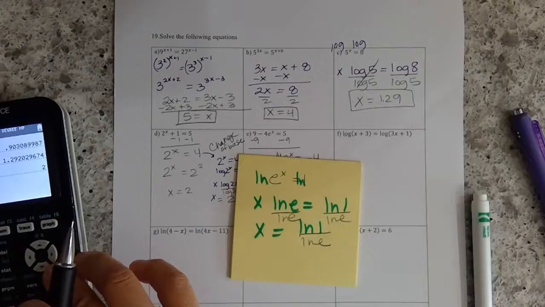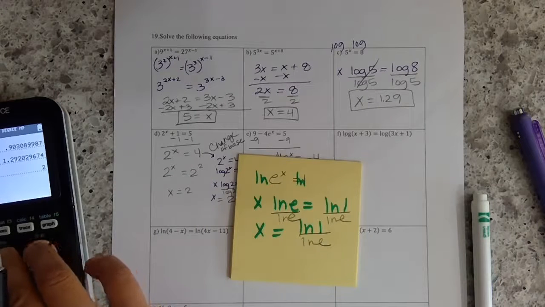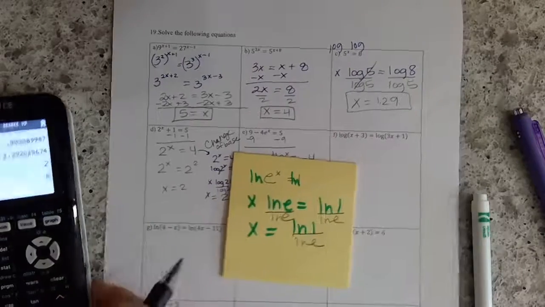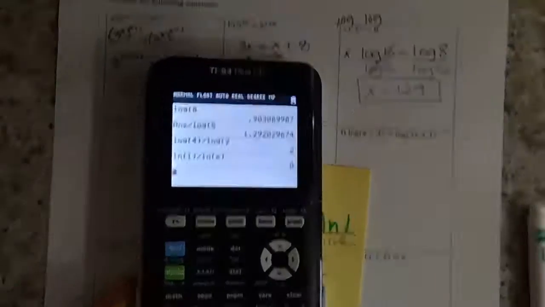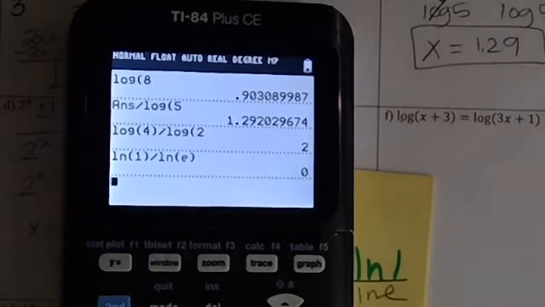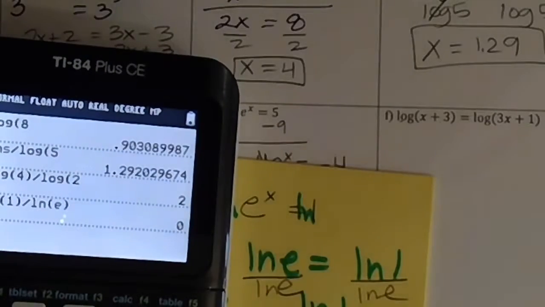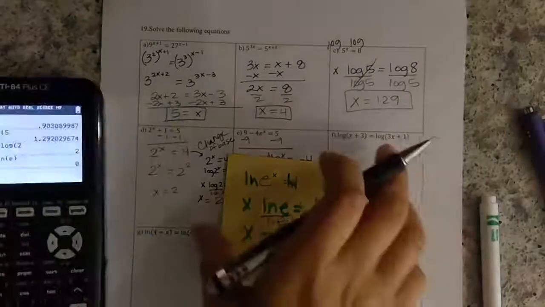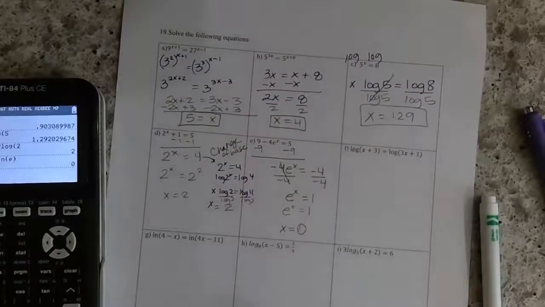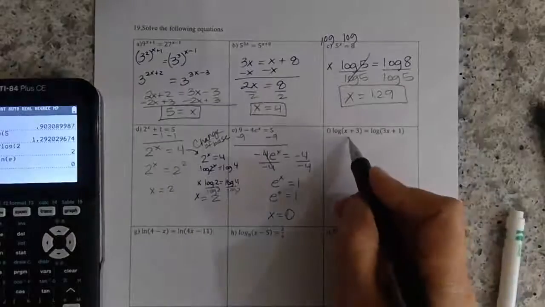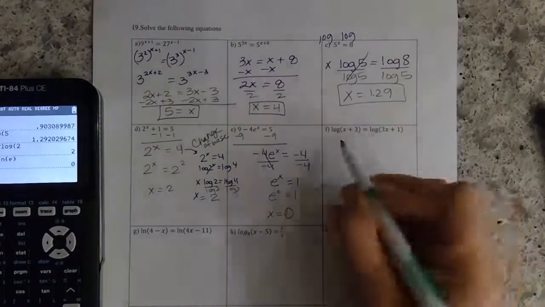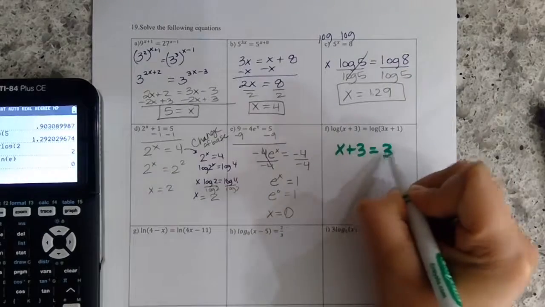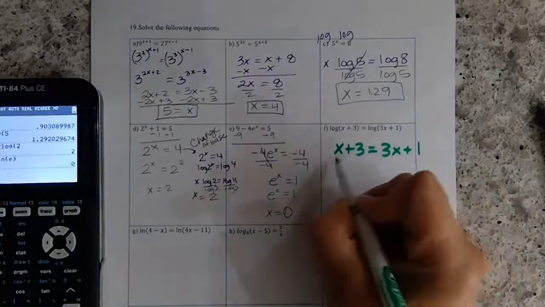let's see, you have to clear this. Okay. So natural log of 1 divided by natural log of E, change of base, so you get 0. Or you could have just thought about it, it would have been faster. This one's nice. It says log of this is equal to log of that. Well, if log of this is equal to log of that, then you know that x plus 3 has to equal 3x plus 1. Do your math and solve.